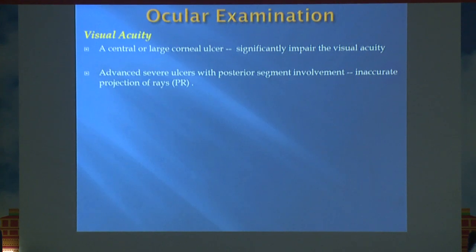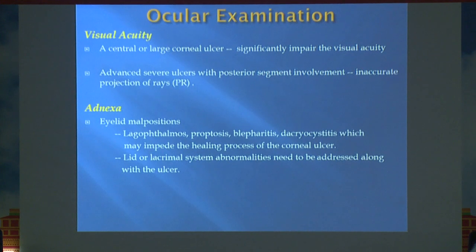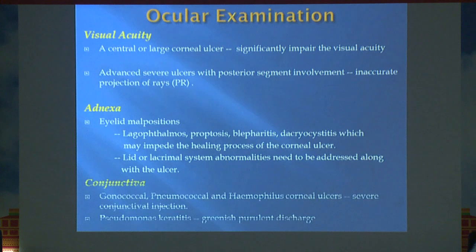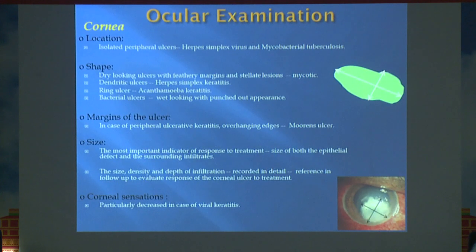Visual acuity should be checked. In central or large corneal ulcer, significant impairment of visual acuity may be there. And adnexal abnormalities must be checked for any eyelid malpositions, any other adnexal abnormalities, any conjunctivitis. Coming to the cornea, examination of the cornea proper, first we have to see the location.